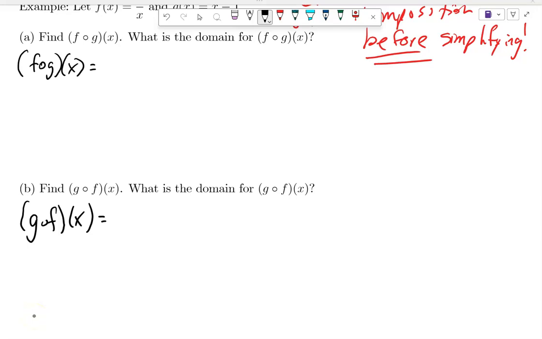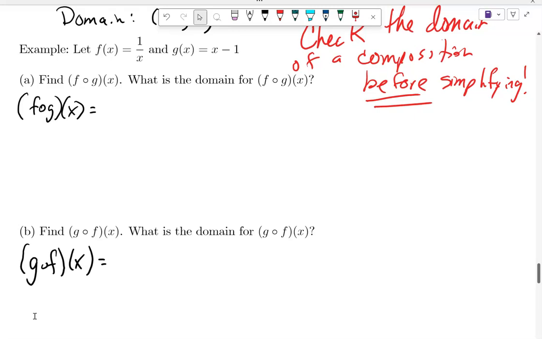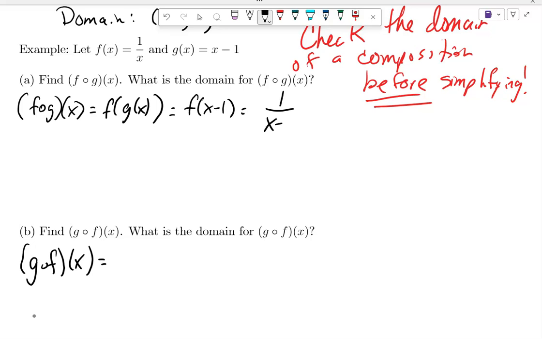Rewrite f composed of g of x. We write it as 1 over x minus 1. Okay, I agree. So, we'll go step by step here. The first step would be to write it as f of g of x, right? And our g of x here is x minus 1. And when we plug that into f, we get 1 over x minus 1. And there's not a lot of simplifying to do on this one, right?